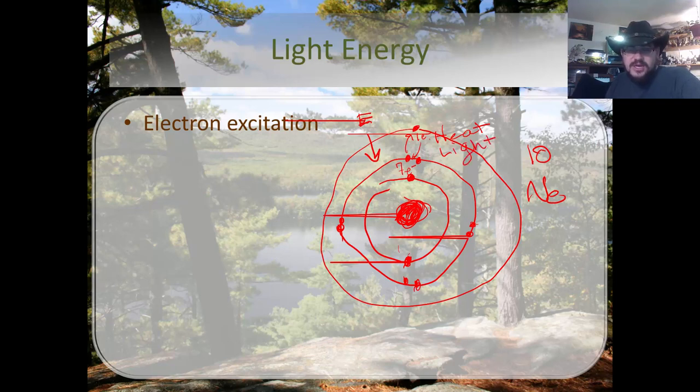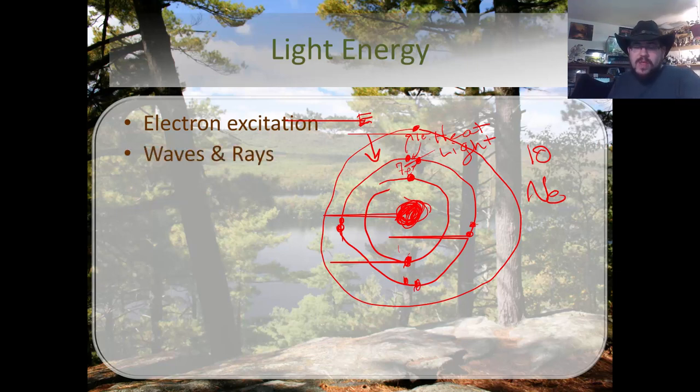Electron excitation is a major component of photosynthesis. It's how we get the whole thing going, because remember, it's based on oxidation reduction, so we need electrons for oxidation and reduction to occur.